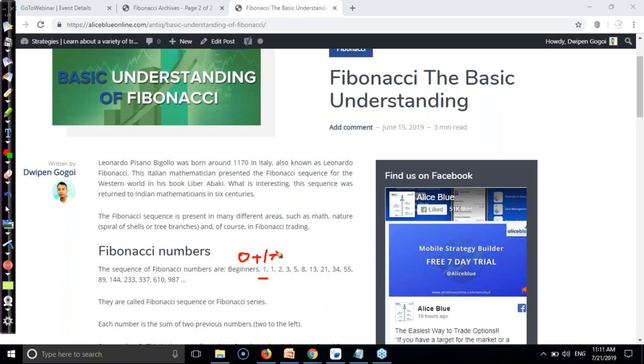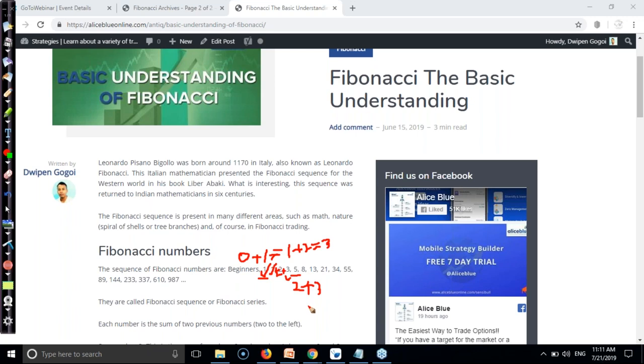0 plus 1 is equal to one. This is right. So this is one, and 1 plus 2 is equal to 3. Have you seen this one? After that, you can see 2 plus 3, it is 5, right?